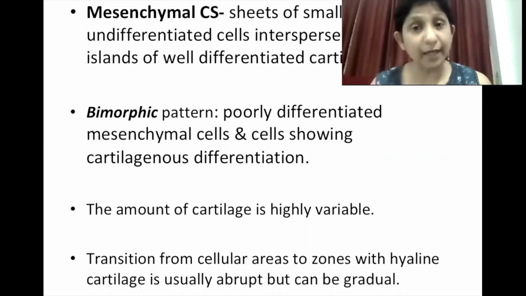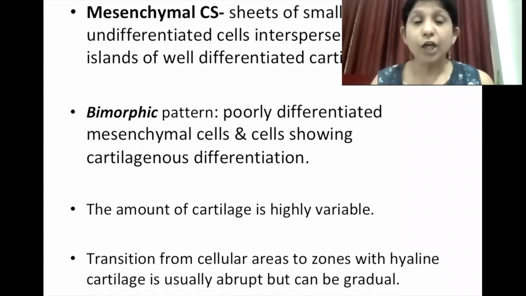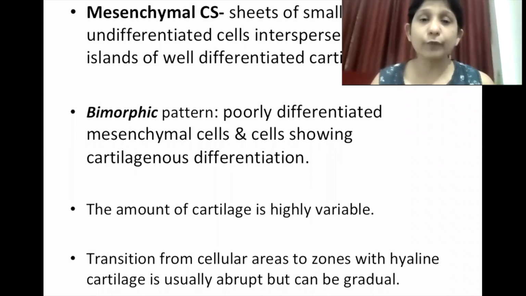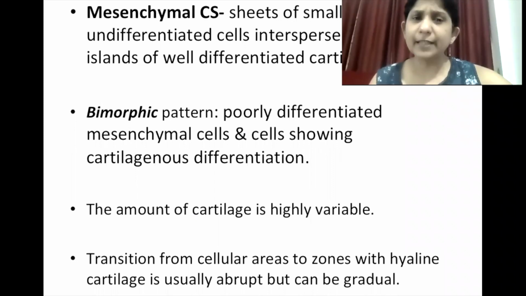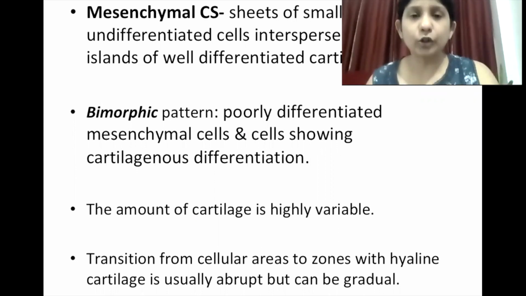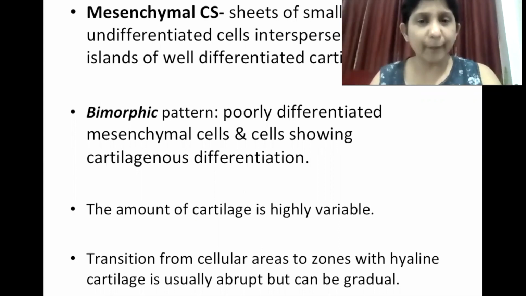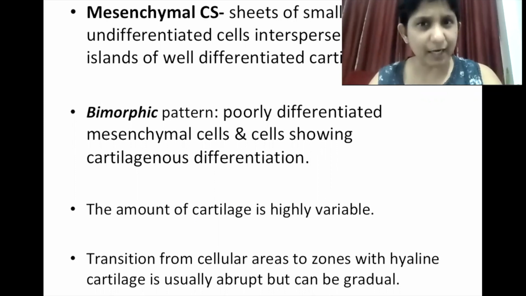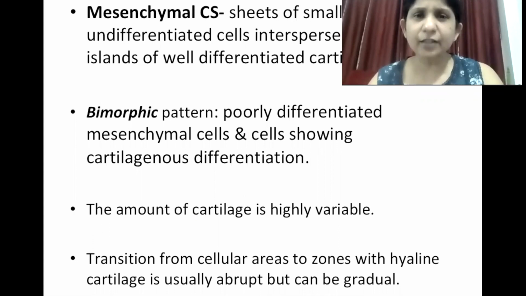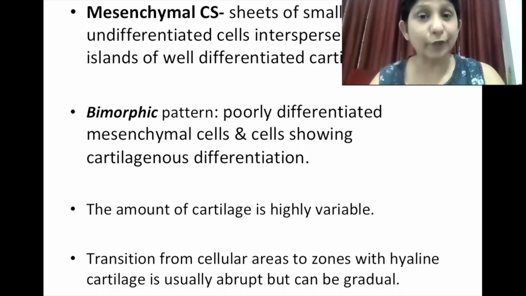Now, when I say undifferentiated, I mean to say that they don't resemble their cartilage precursors at all. So they're interspersed by islands of well-differentiated cartilage. So basically, you're able to see a biphasic pattern. That is, in one area, you will find undifferentiated cartilaginous cells, which basically you can't make out that is a cartilage. You think that it is a totipotent mesenchymal cell. And very adjacent to that, you will find well-differentiated cartilage.